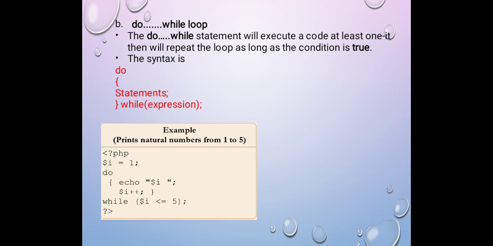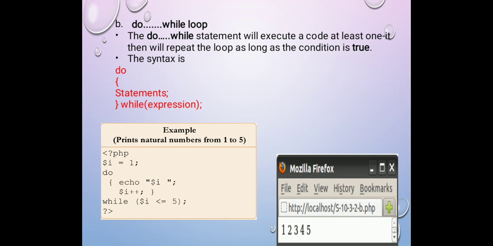Here the syntax is the same as the while loop, but the condition is checked at the end of the loop. That is, the do while loop is an exit controlled loop and the while loop is an entry controlled loop. In the while loop the condition is evaluated before entering the loop, and in the do while loop the condition is checked at the end of the loop, so the loop will be executed at least once. Here the output will be 1 2 3 4 5.